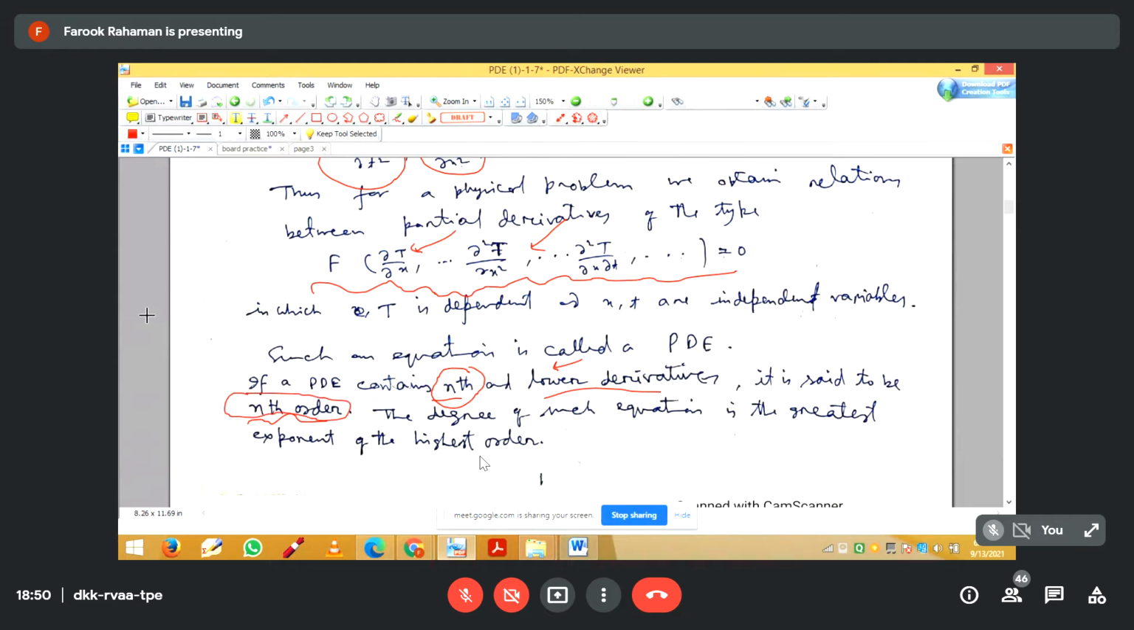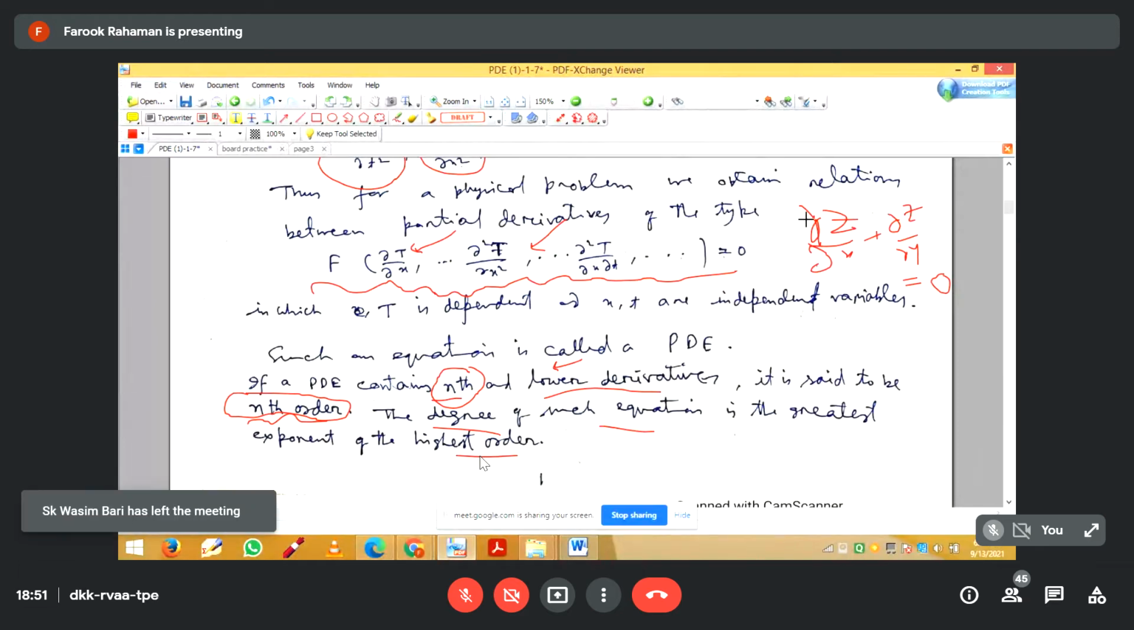The degree of such an equation is the greatest exponent of the highest order derivative. Suppose a differential equation is like this: del z del x plus del z del y equal to 0. This is definitely a partial differential equation of order 1, because the maximum order involved in this equation is first order. So this is the first order differential equation. And the degree is also 1, because the highest power of this partial derivative is 1.